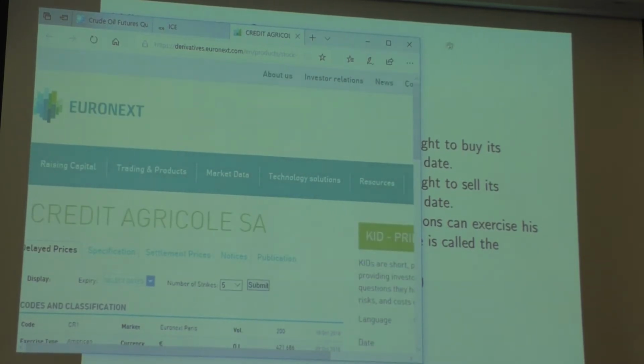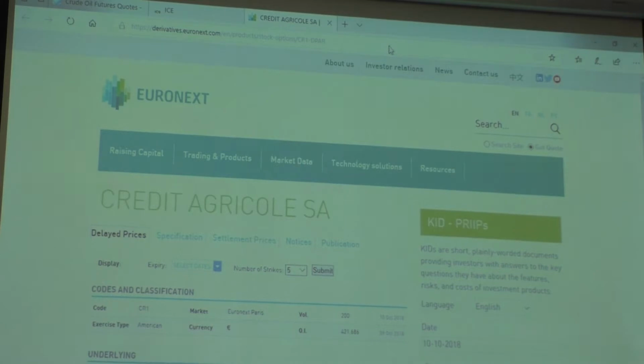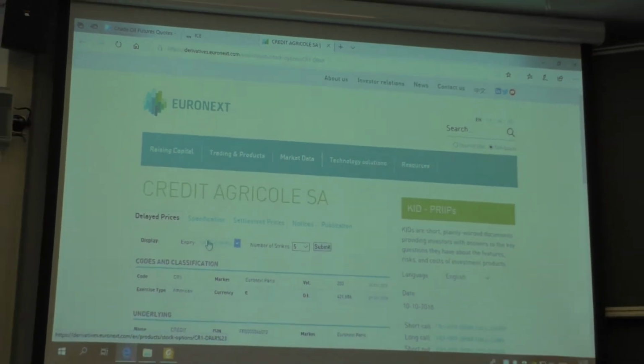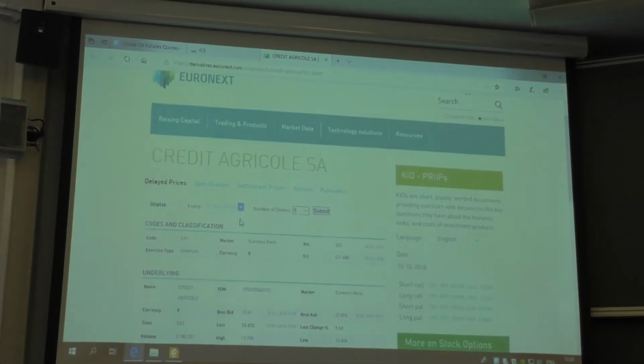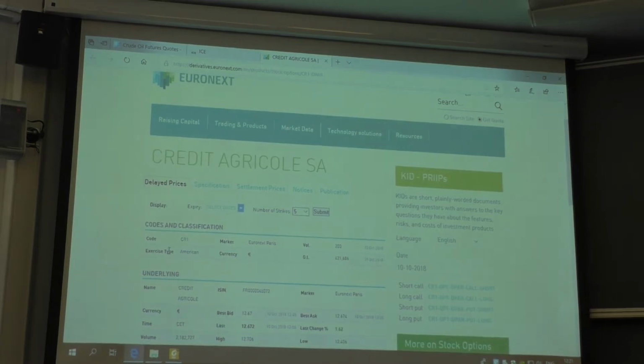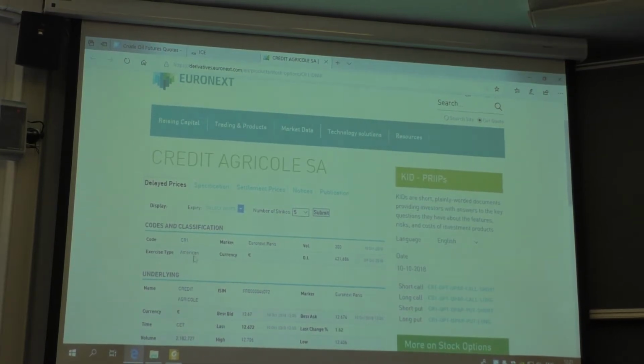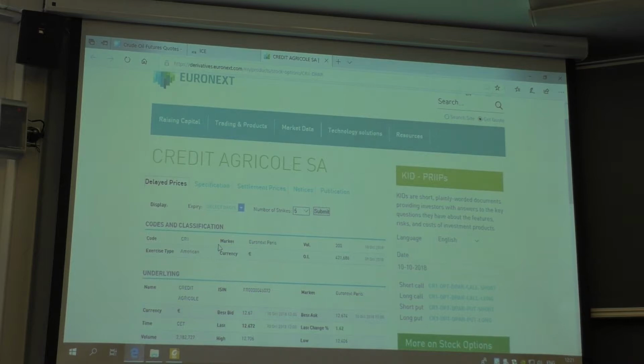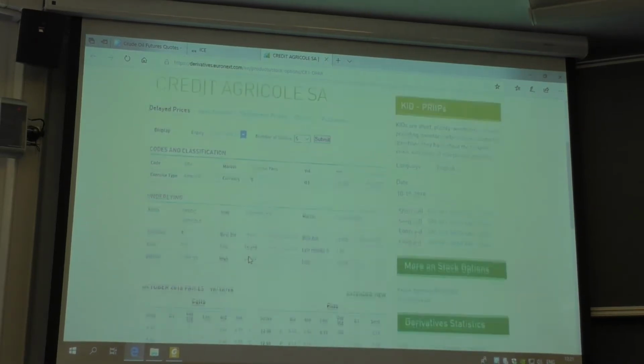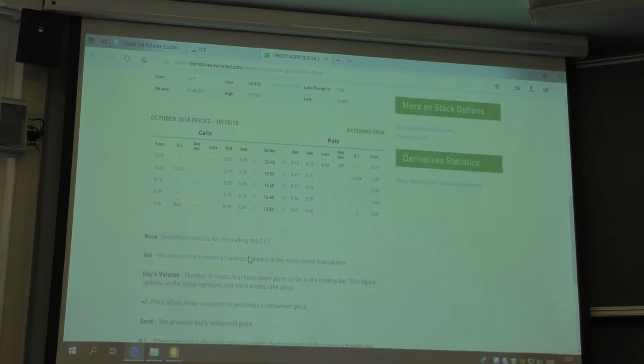Okay, so we have some options here. I'm showing you options whose underlying asset are shares in a bank, a French bank, Crédit Agricole. Now, what do we see about these options? So it tells us, what kind of option is that? It's an American option. Then it tells us some other interesting things, like which currency the prices are quoted in and all that. And then you see this.